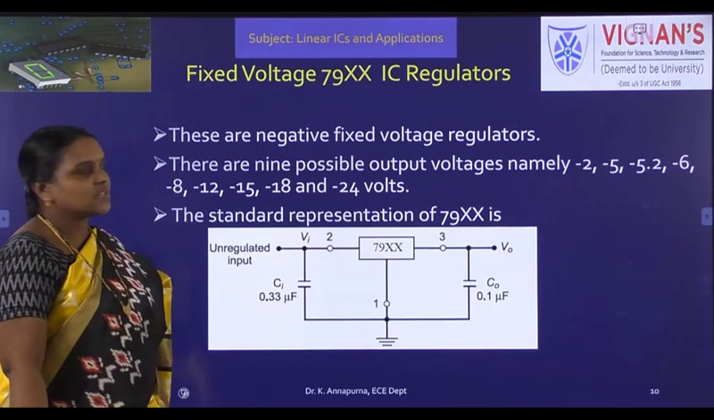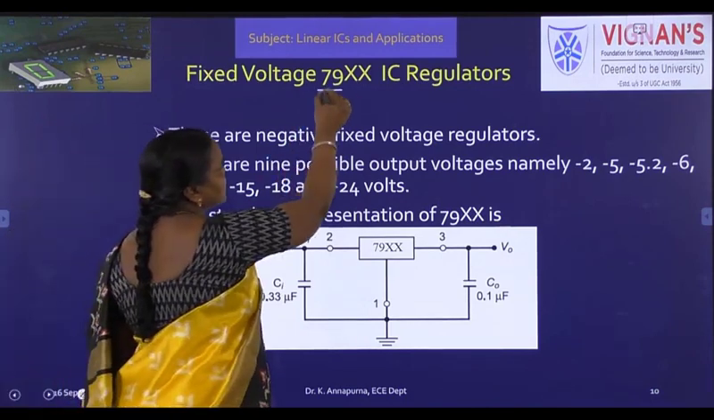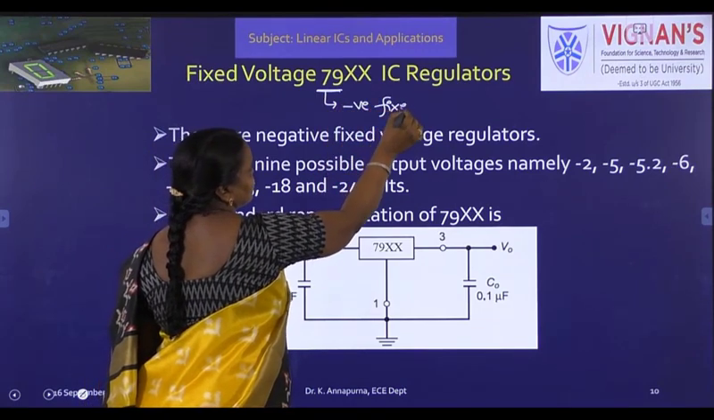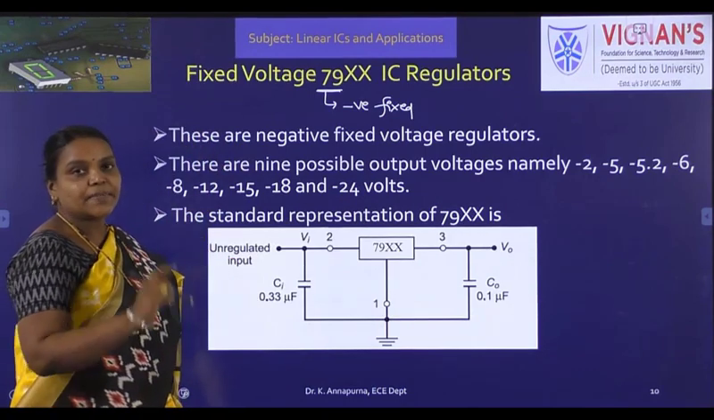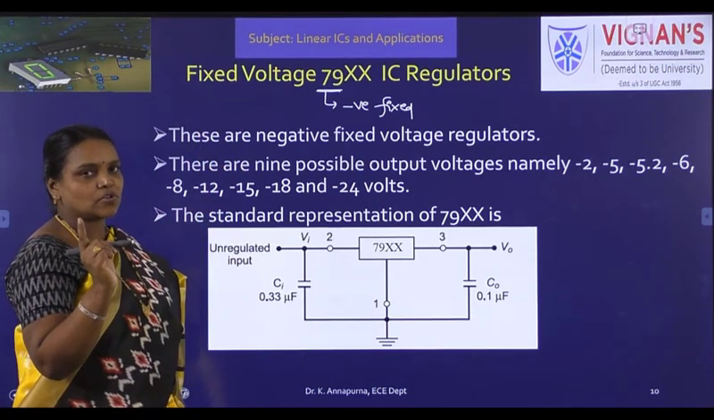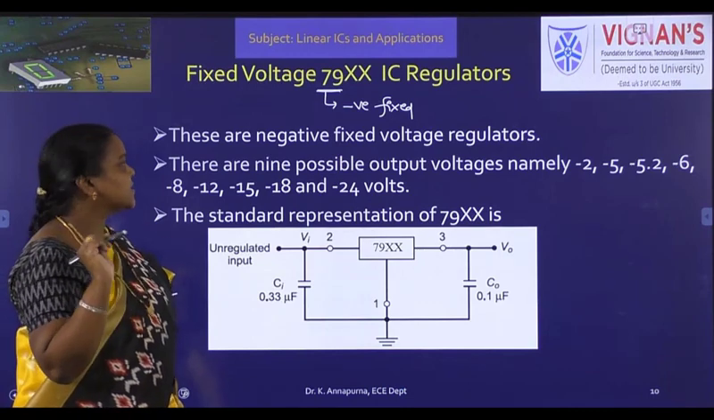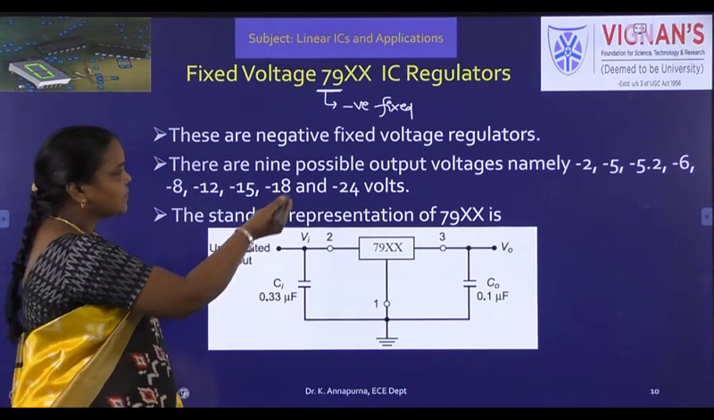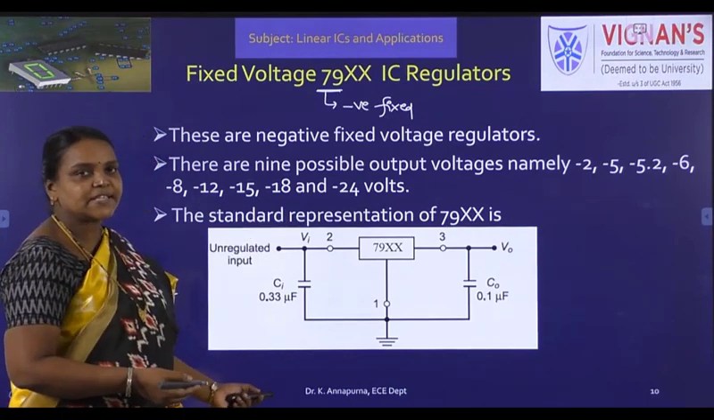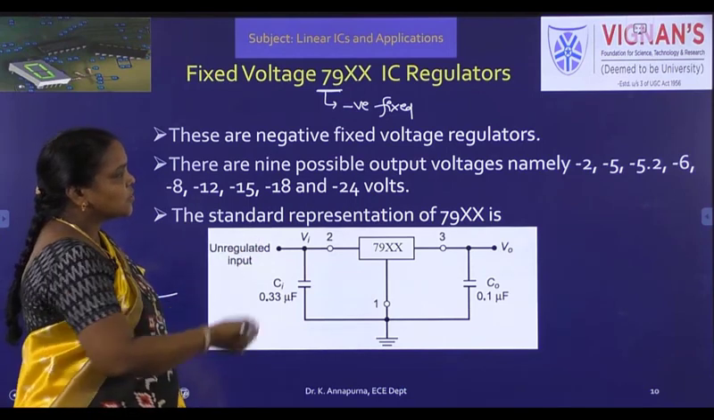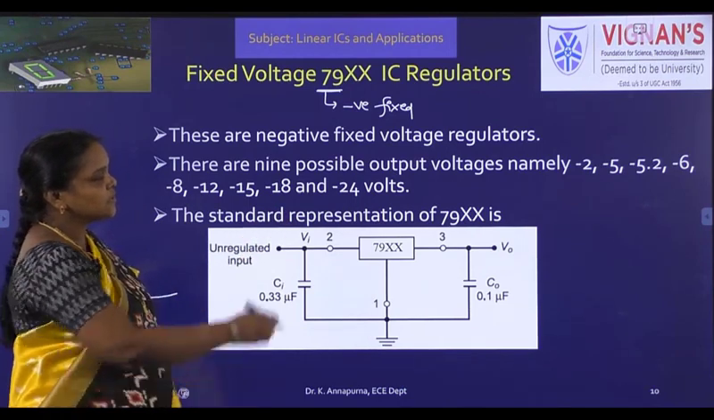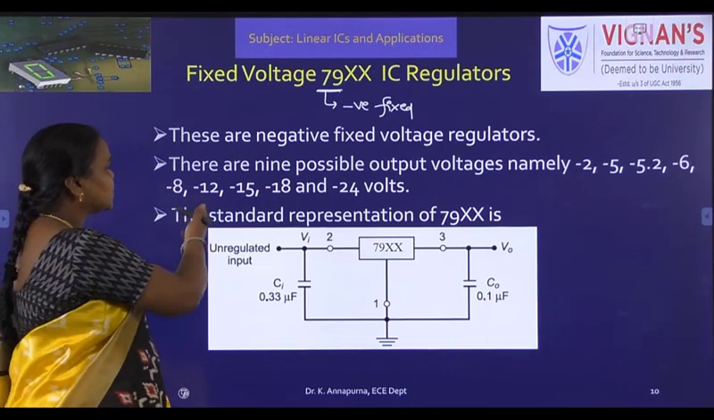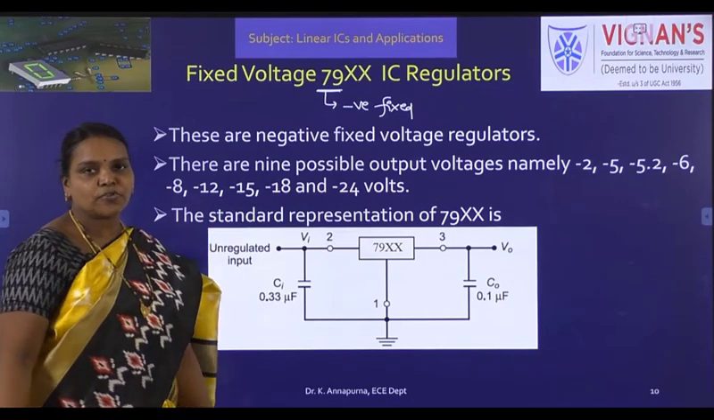Similarly, 79 series, here the starting numbers 79 mean it is a negative fixed voltage regulator. Starting numbers 78 mean positive fixed voltage, 79 means negative fixed voltage regulators. So they will give us negative fixed voltage, and here there are 9 possibilities, whereas in 78 series we have 7 possibilities. So in addition to that, we have 2 more options. Options are -2, -5, -5.2, -6, -8, -12, -15, -18 and -24 volts.